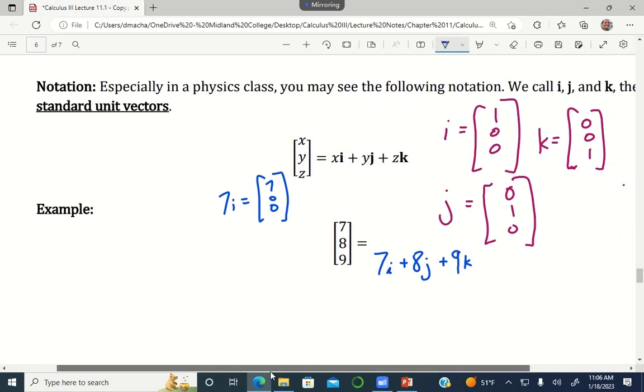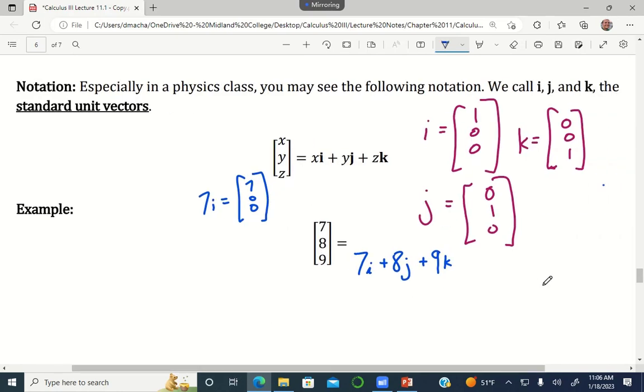And then the last thing I think we said before we ended was this. If you ever see lowercase i, j, or k, those little lowercase letters refer to these standard unit vectors. So i is 1, 0, 0, j is 0, 1, 0, and k is 0, 0, 1.